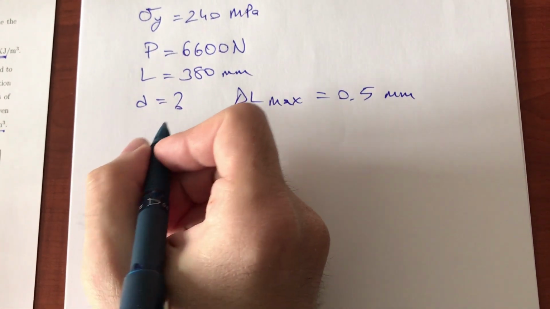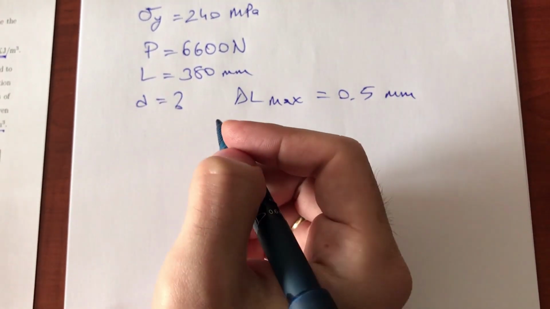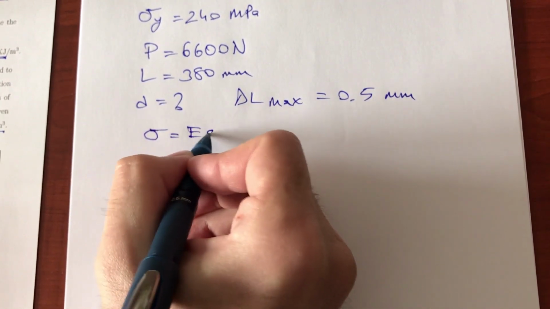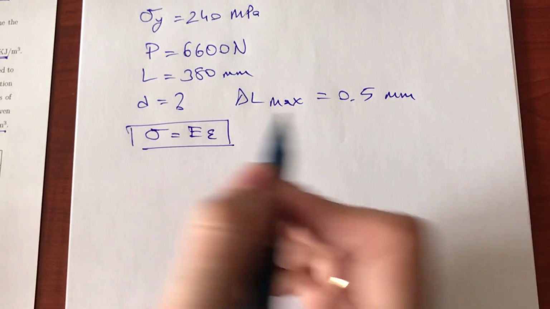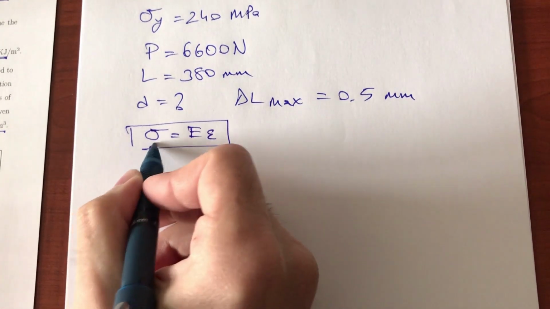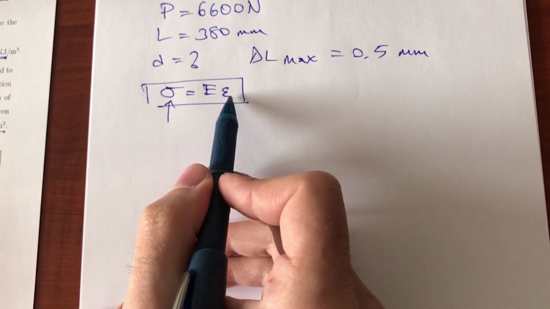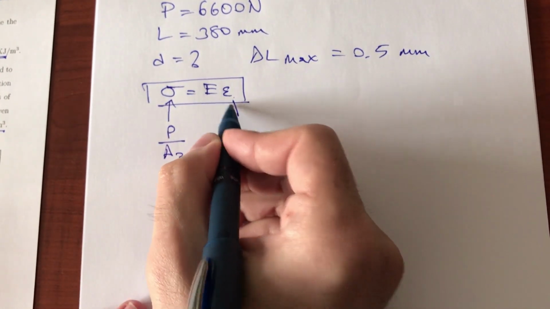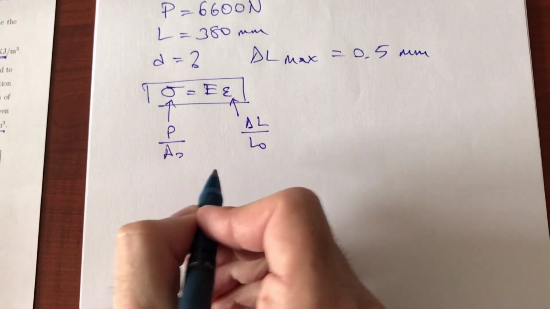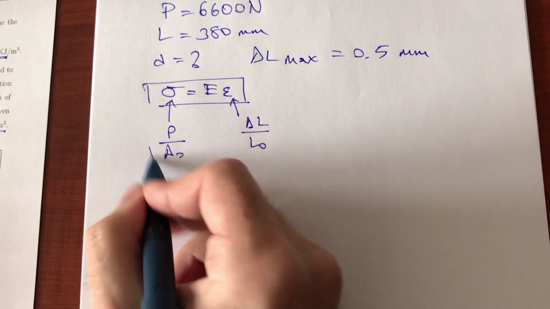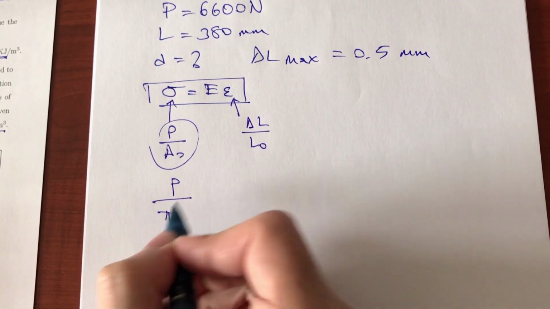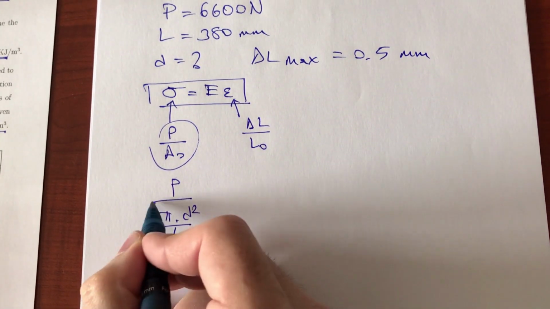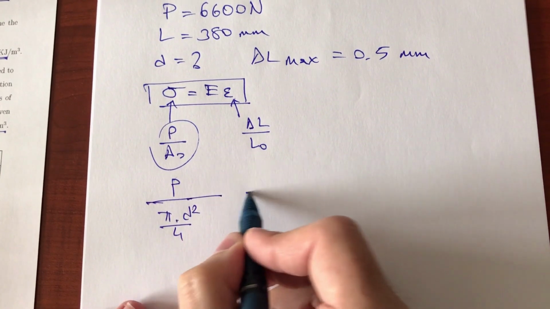So if we assume that we are in the elastic region, we have the Hooke's law that relates all these expressions. In Hooke's law, the stress and strain are linearly related. The stress is P over A0, strain is delta L over L0. And since it's cylindrical, this expression is P over pi times d squared over 4, area of a circle.